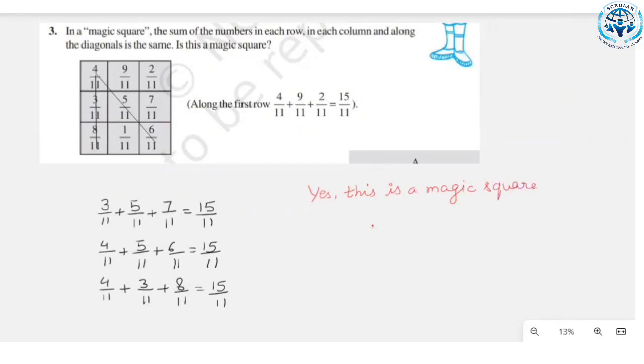Provide the full description in examinations to score full marks.